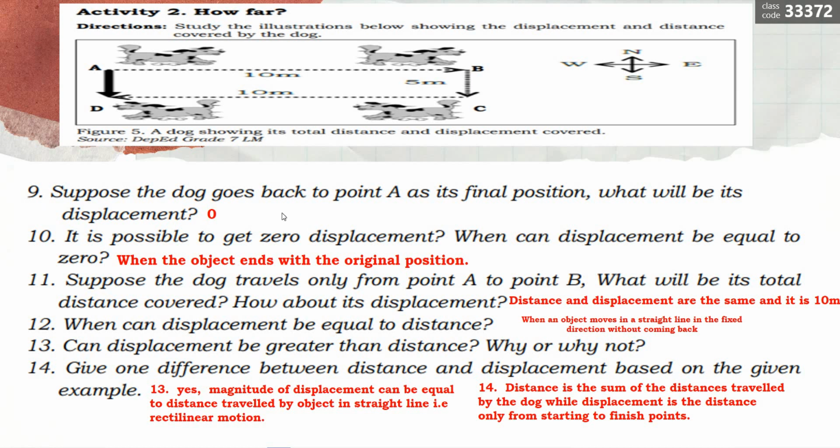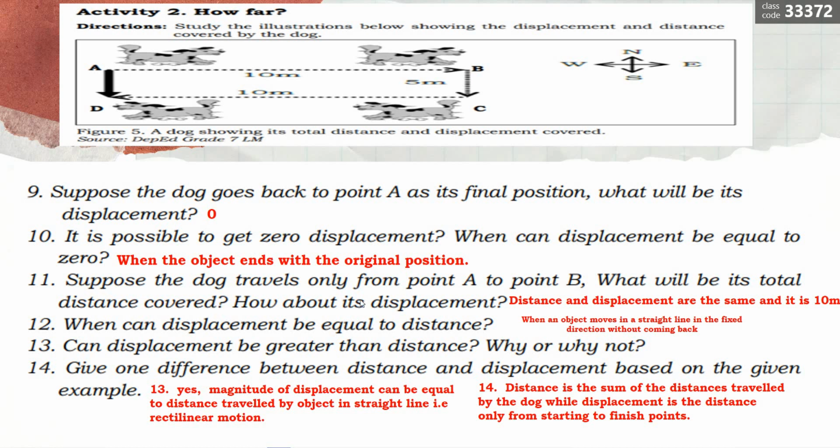Number 9. Suppose the dog goes back to point A as its final position. What will be its displacement? It is 0. 10. Is it possible to get 0 displacement? When can displacement be equal to 0? When the object ends at the original position.